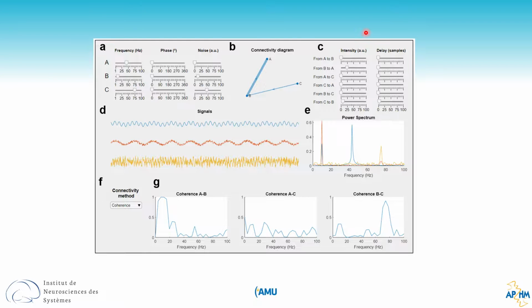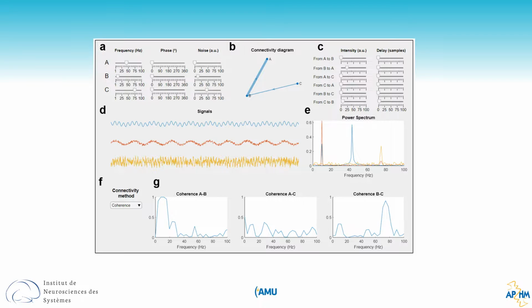So the objective of the present work is to develop an interactive computer-based application that generates time series based on variables and parameters and analyzes the connectivity between them using different methods. So the software generates 3 oscillatory signals where a specific frequency, phase, and noise can be tuned through a user-friendly interface with an immediate representation of the time series and also the frequency information, which is the power spectrum.